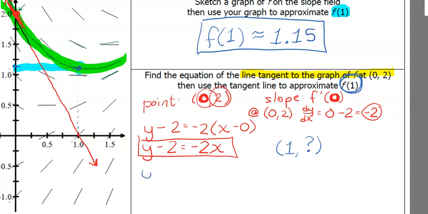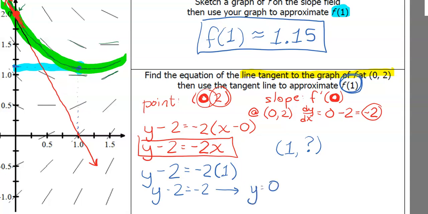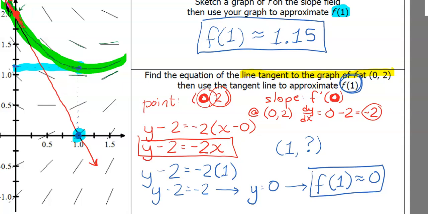Well, that's just a matter of plugging stuff in. Y minus 2 is -2 times my x-coordinate. Y minus 2 is -2, so y is 0. So my tangent line tells me if the slope were constant, which it isn't really, but if the slope were constant, my y value would be 0. Again, over here, you can see that on the slope field in the spot I'm highlighting. If the slope stayed at -2, then by the time I got to x equals 1, I'd have a y equals 0.